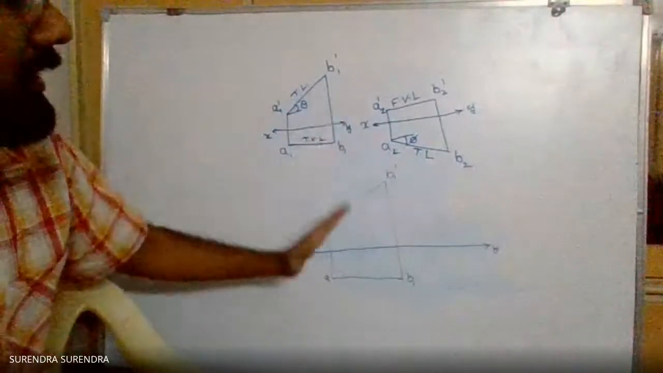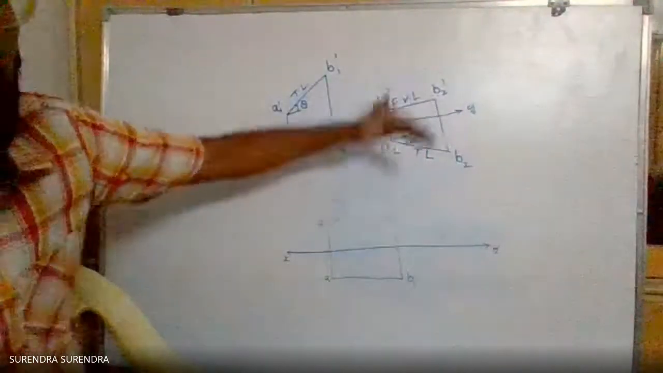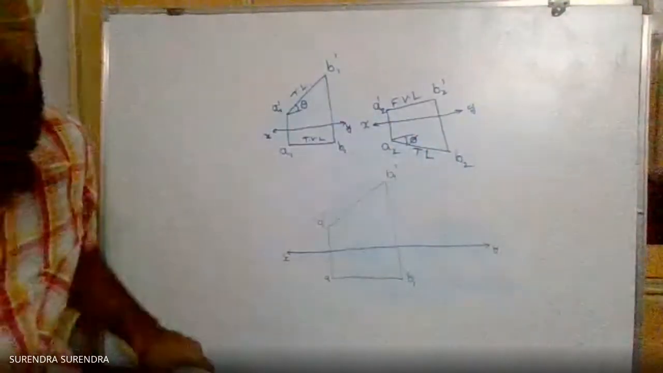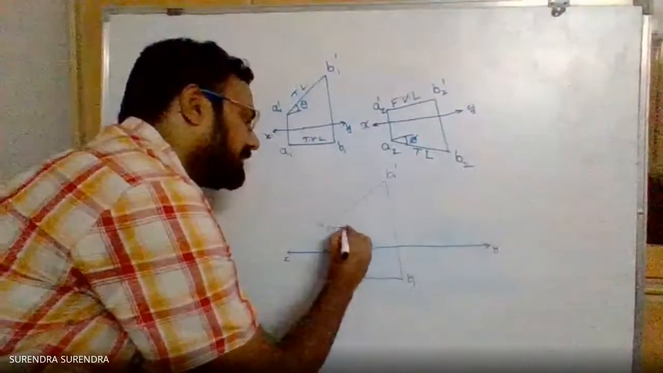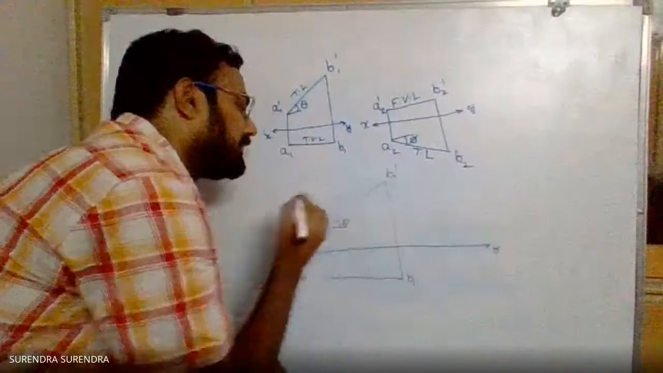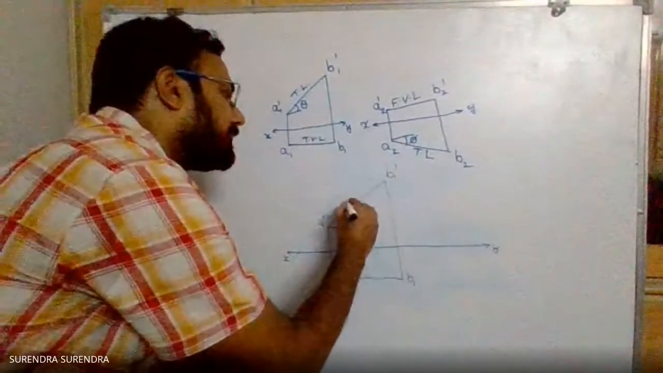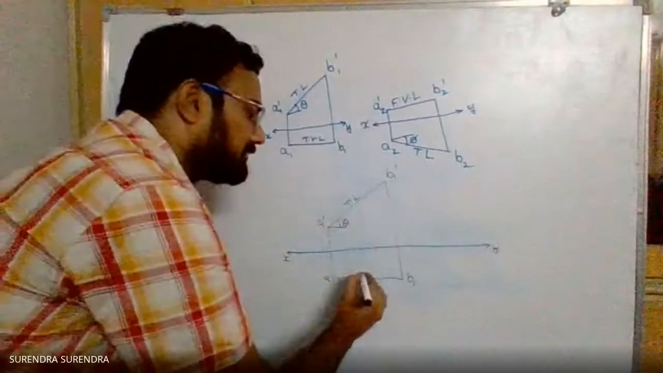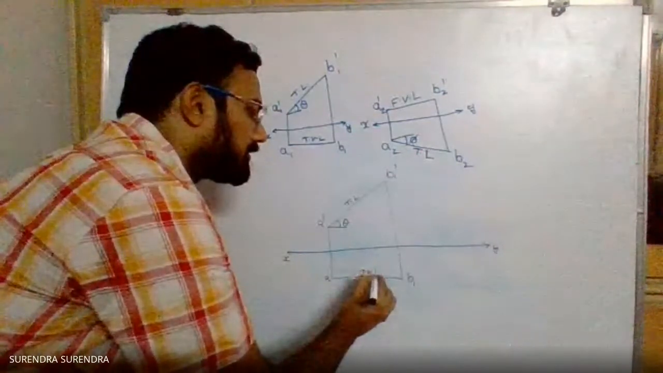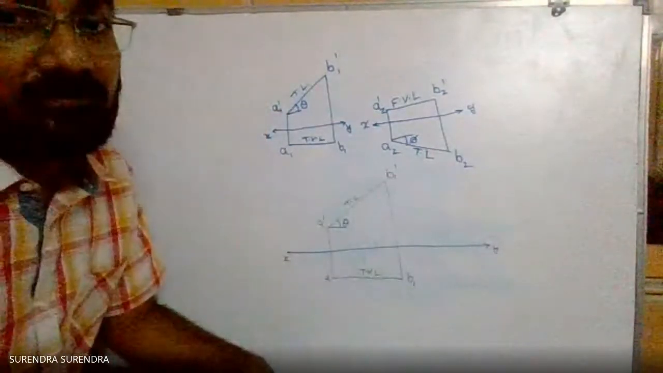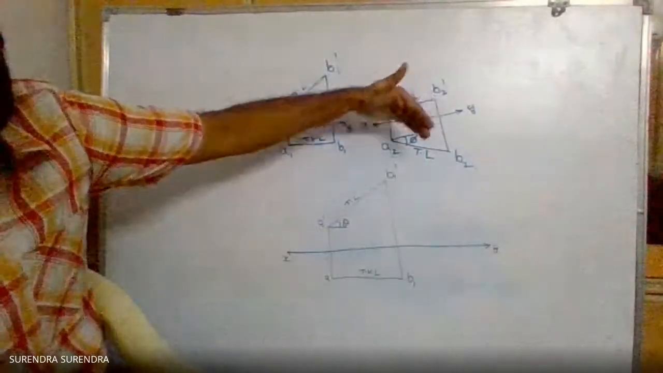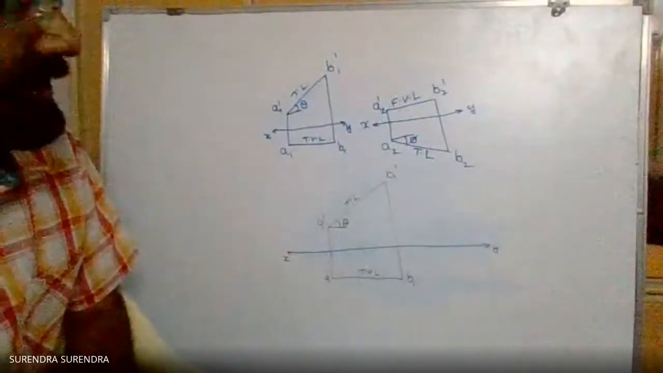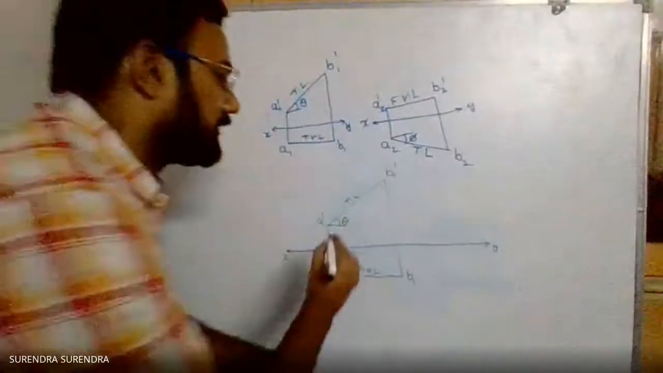Now, writing on this, overlapping on this, the condition when the line is inclined to vertical plane. So here I'm also representing this angle theta, true length, and top view length. I'm overlapping on this the condition when the line is inclined to vertical plane.